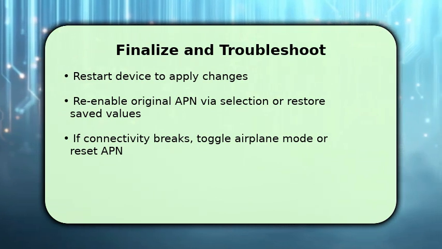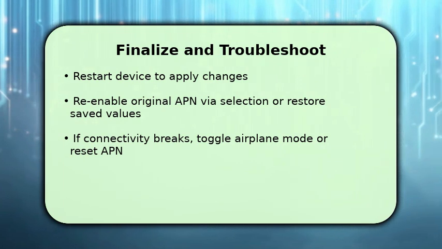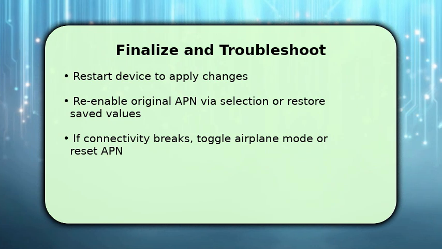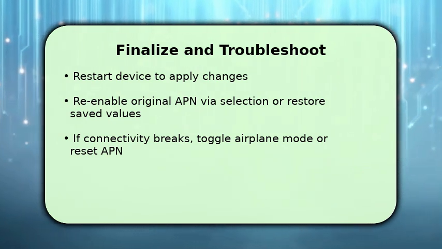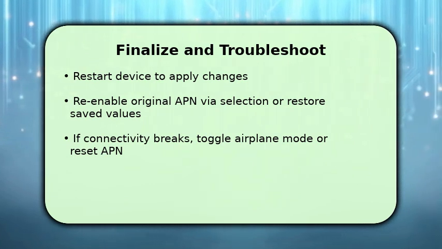If mobile data or MMS stops working, toggle airplane mode for 10 seconds, then disable it. Or use Settings, Mobile Network, Reset to Default to restore carrier APNs. That reset is the key troubleshooting tip if things go wrong.